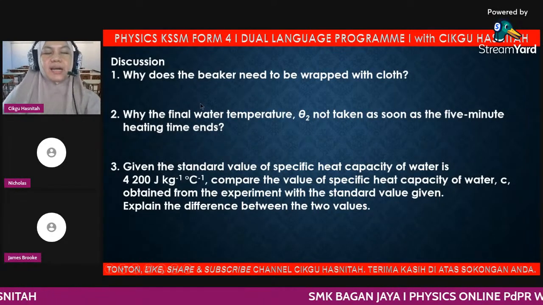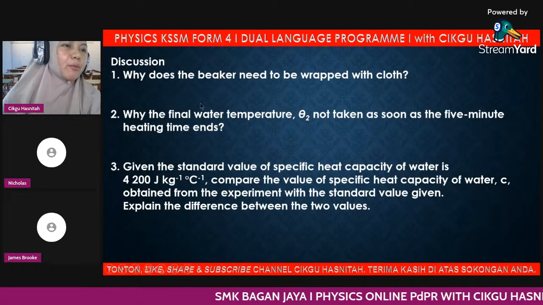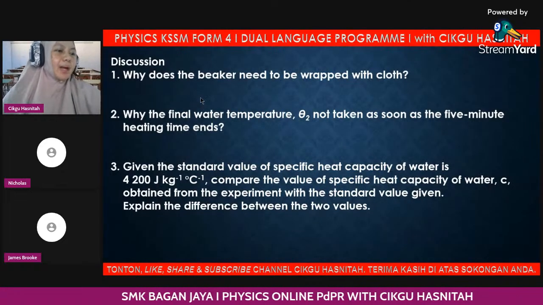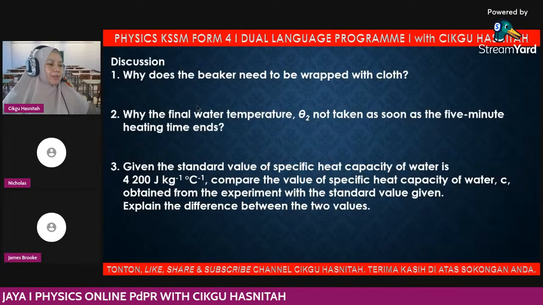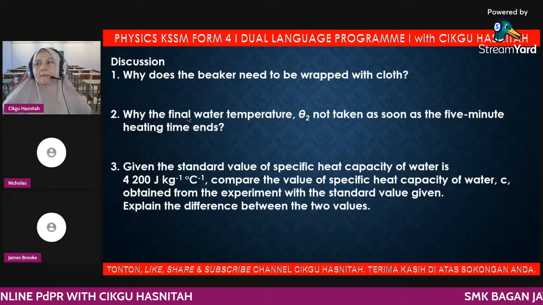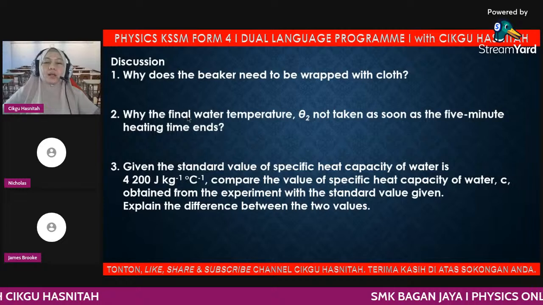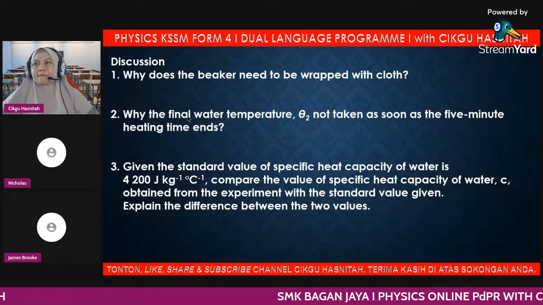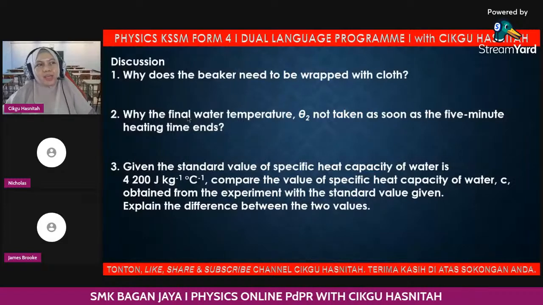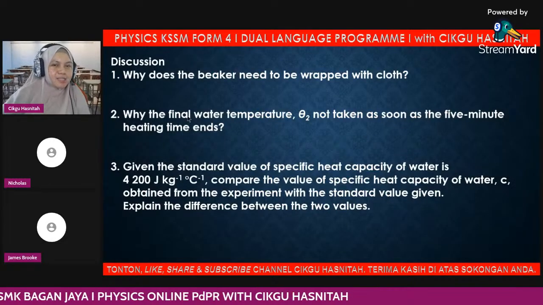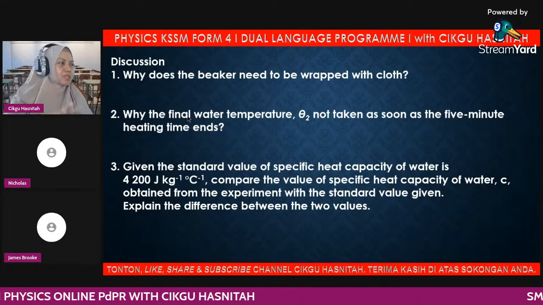You can see in the diagram just now, the beaker is wrapped with tissue paper, or sometimes we are using clothes in the laboratory. Why do we have to wrap the beaker with this paper or cloth? Any idea? To get more accuracy. Okay, it's too general. Can you go more specific?